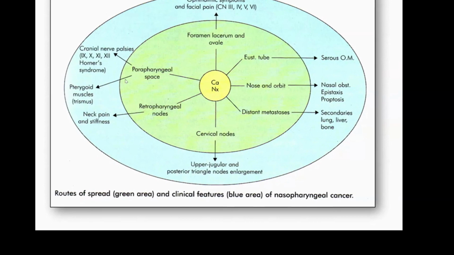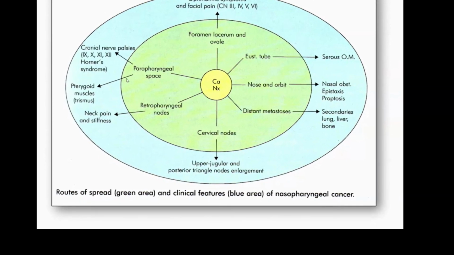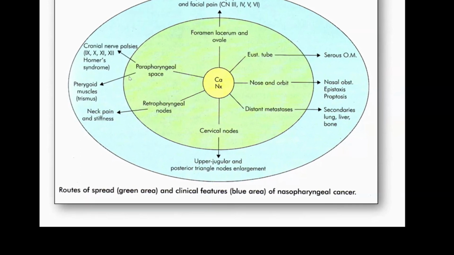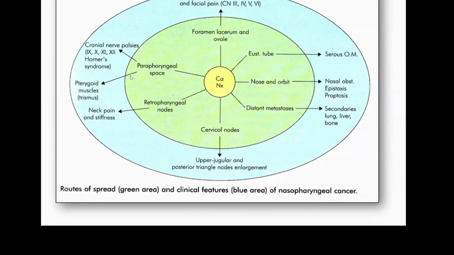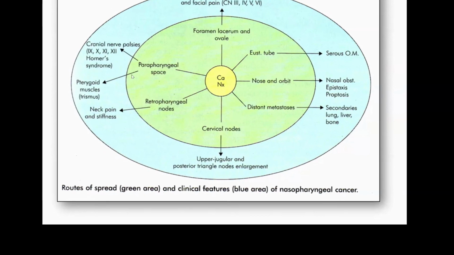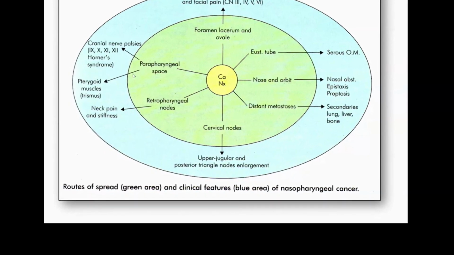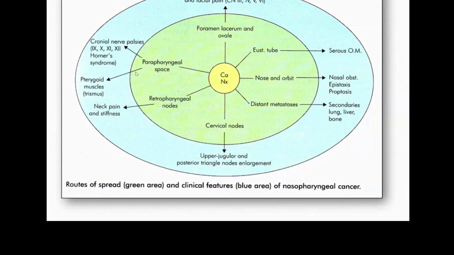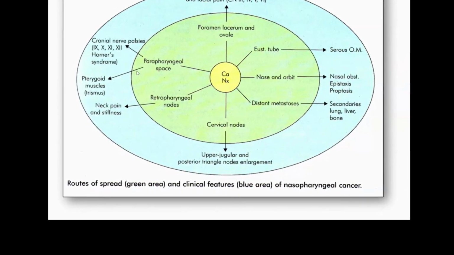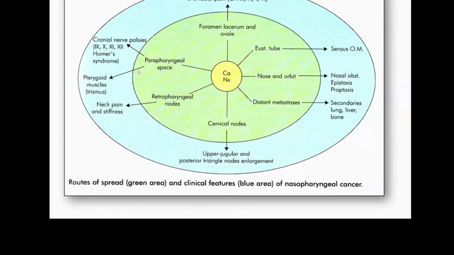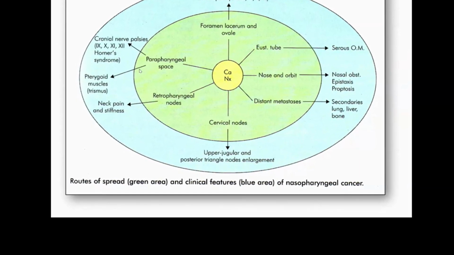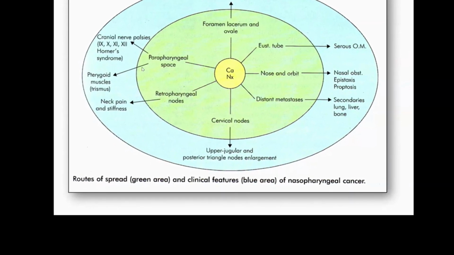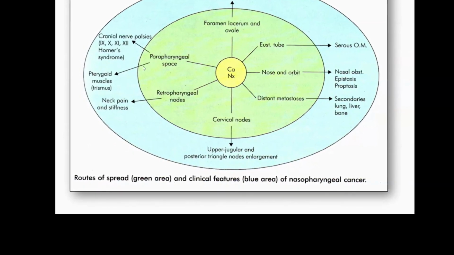So this is the presentation which may lead to spread of this nasopharyngeal carcinoma in different directions, with different presentations according to the spread of the tumor. So mainly MRI, PET scan, and endoscopic nasal biopsy, the gold standard for this tumor. These three investigations are required for staging as well as treatment of this disease.